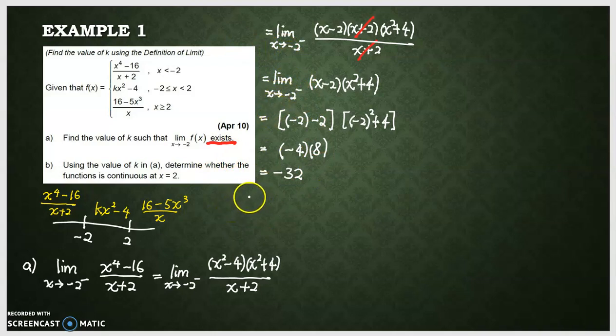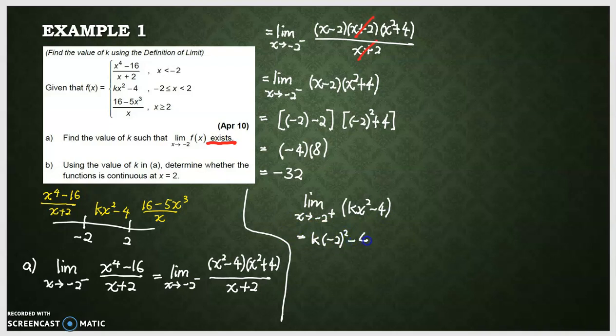Next, I will try to find the limit from the right hand side. So the limit when x approaches negative 2 from the right hand side. Here is the function when x approaches negative 2 from the right hand side. The function is kx squared minus 4. When I substitute, here is k times negative 2 squared minus 4. So here I should have 4k minus 4.